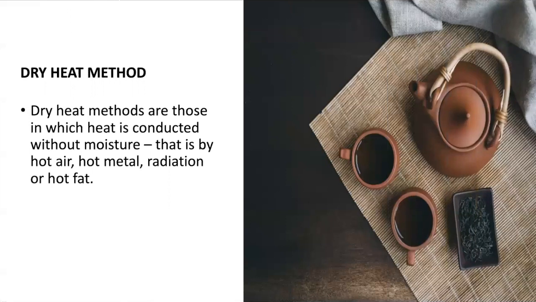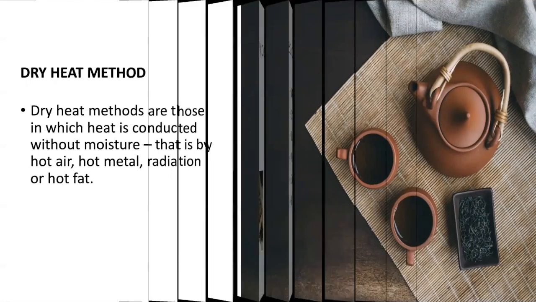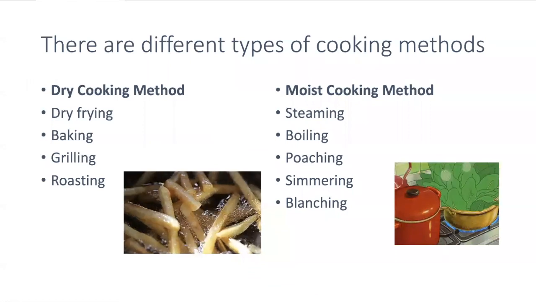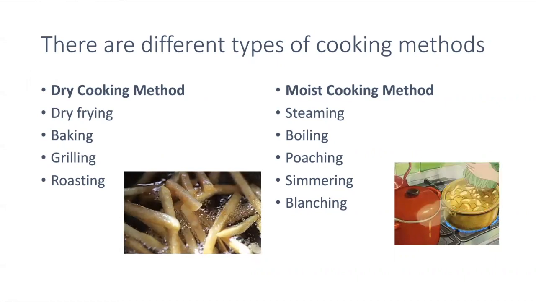Let's talk about dry heat methods. Dry heat methods are those in which heat is conducted without moisture. That is by hot air, hot metal, radiation, or hot fat. All right, so these are the different types of cooking method, and I actually put them in categories so you can know it better. So the dry heat methods examples are dry frying, baking, grilling, roasting, right? So those are the dry methods of cooking.